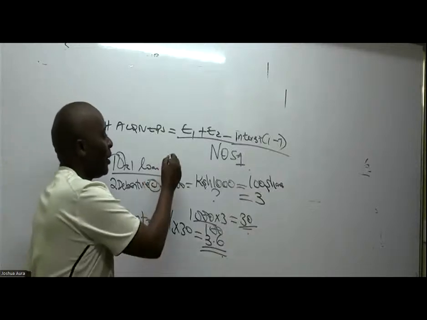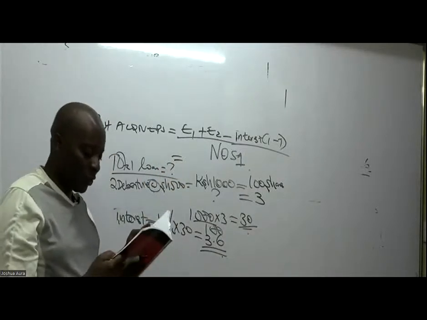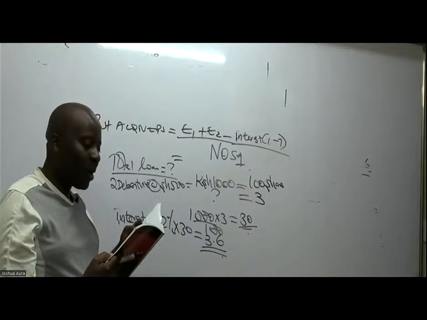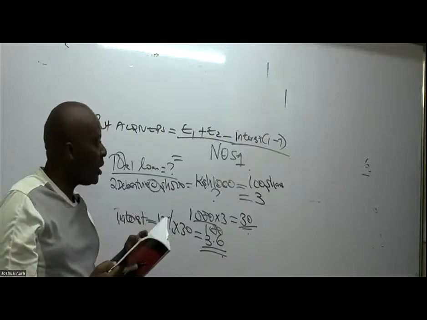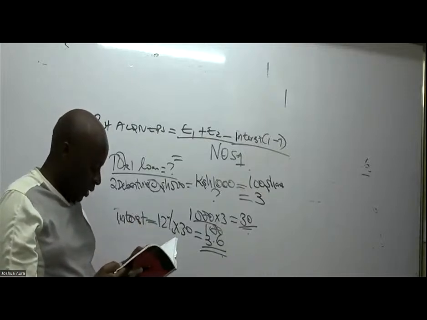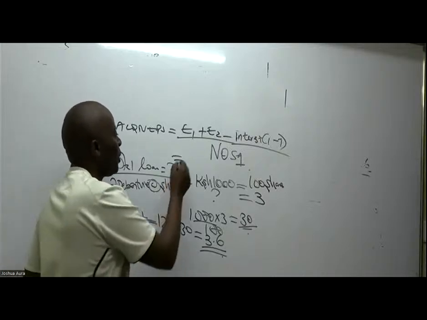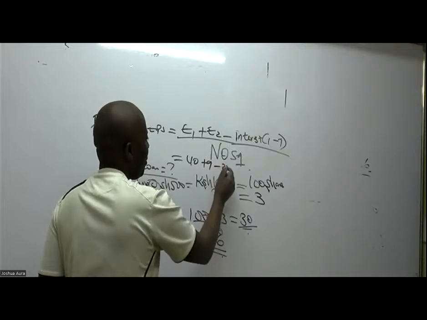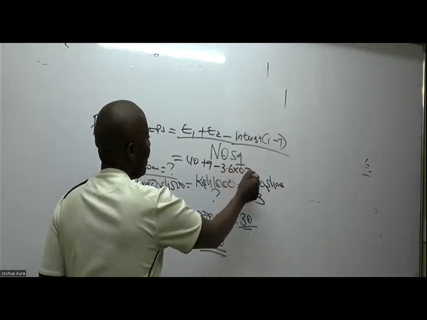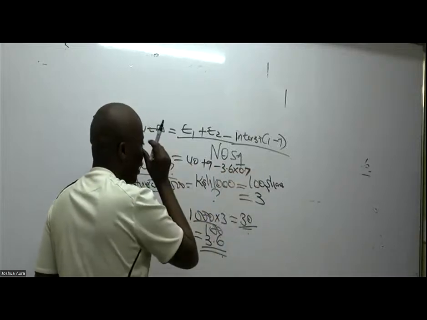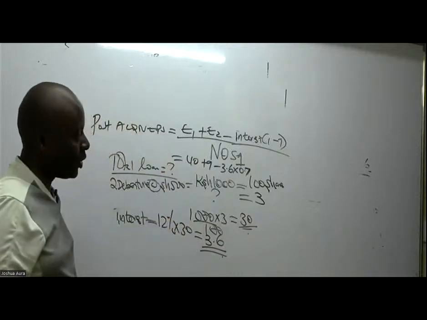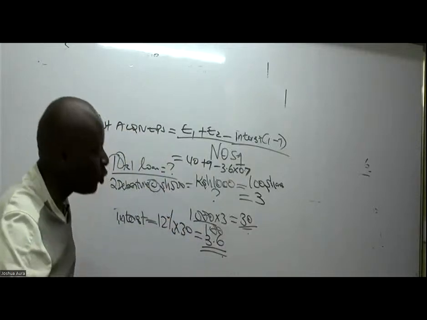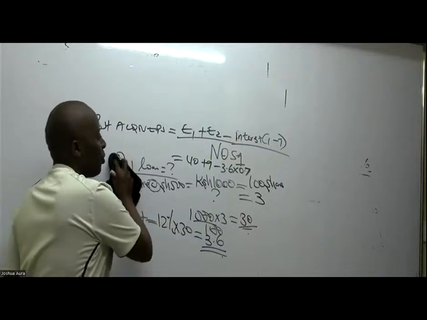So I have here earnings of company 1. Don't take earnings per share. This E1 is the net income, the profit after tax. So this is 40 plus 9 minus the interest of 3.6, times 0.7. I'm so sure of the 0.7.